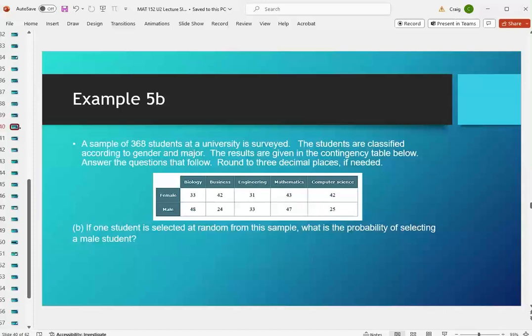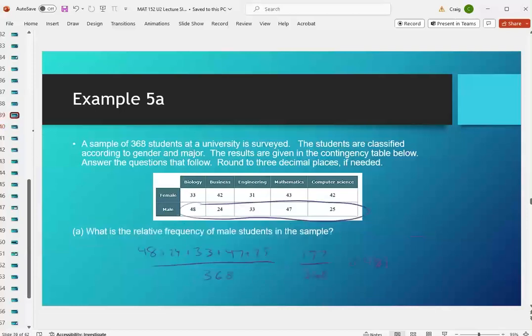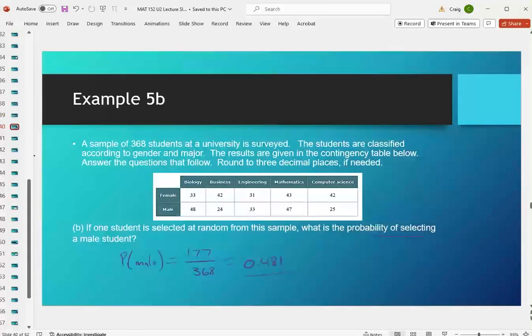If we randomly select a student from the sample, what's the probability of selecting a male student? Well, that's interesting. In this case, there are 177 male students out of 368 total possible choices, which is 0.481, or 48.1%. So the relative frequency in the sample and the probability of randomly choosing that group from the sample are equal. They're the same thing.